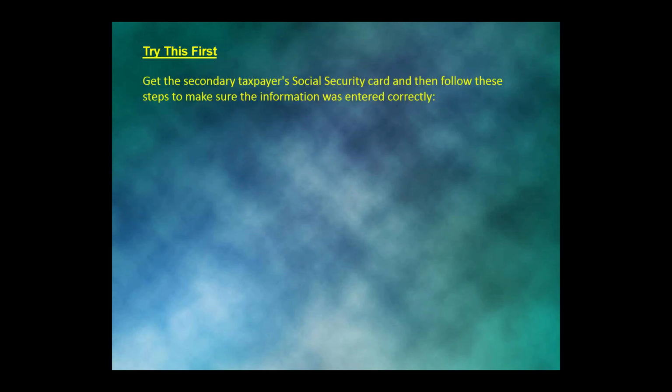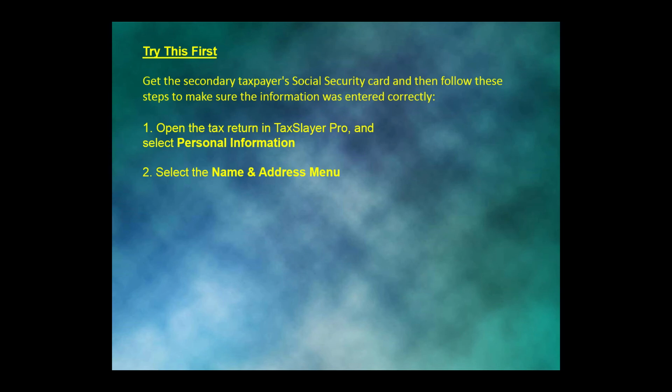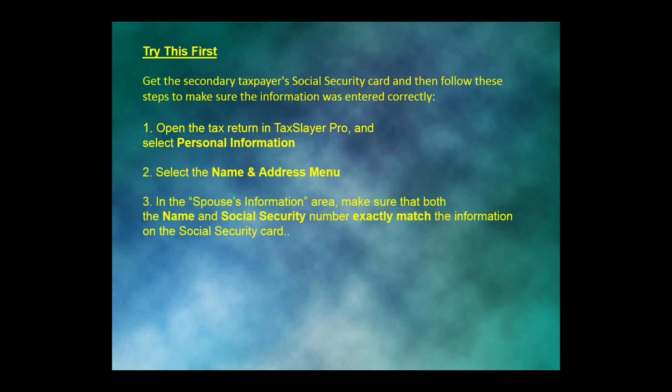Try this first to fix the return. Get the secondary taxpayer's Social Security card and then follow these steps to make sure that the information was entered correctly. Open the return in TaxSlayer Pro, select Personal Information, select the Name and Address menu. In the Spouse's Information area, make sure that both the name and the Social Security number exactly match the information found on the Social Security card. If the information is wrong, correct it. Retransmit the corrected tax return.